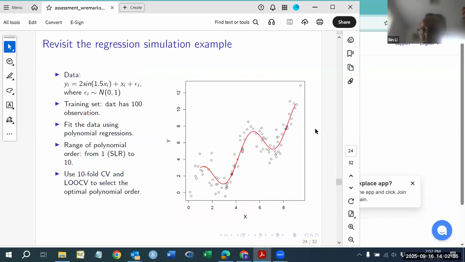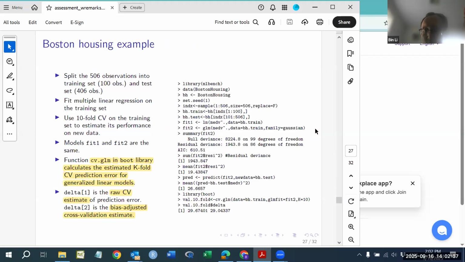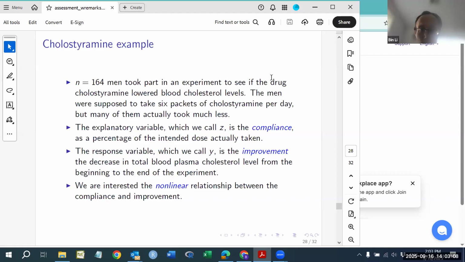So how do we adjust that bias? There is a way to adjust that bias, okay? I won't talk about the details, but this function actually calculates the bias for you and then removes that bias. So the second number is the bias-adjusted cross-validation estimate. Which one should we use? Either one is fine, but the better one is the second one, which adjusts for the cross-validation bias. Okay, so this is the Boston housing, and the last example is this study from a clinical trial.